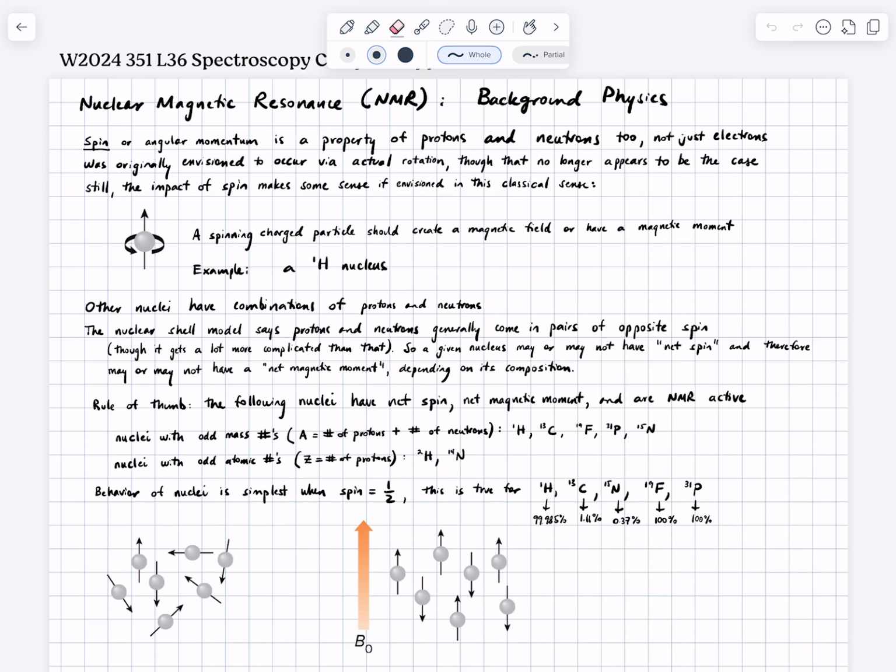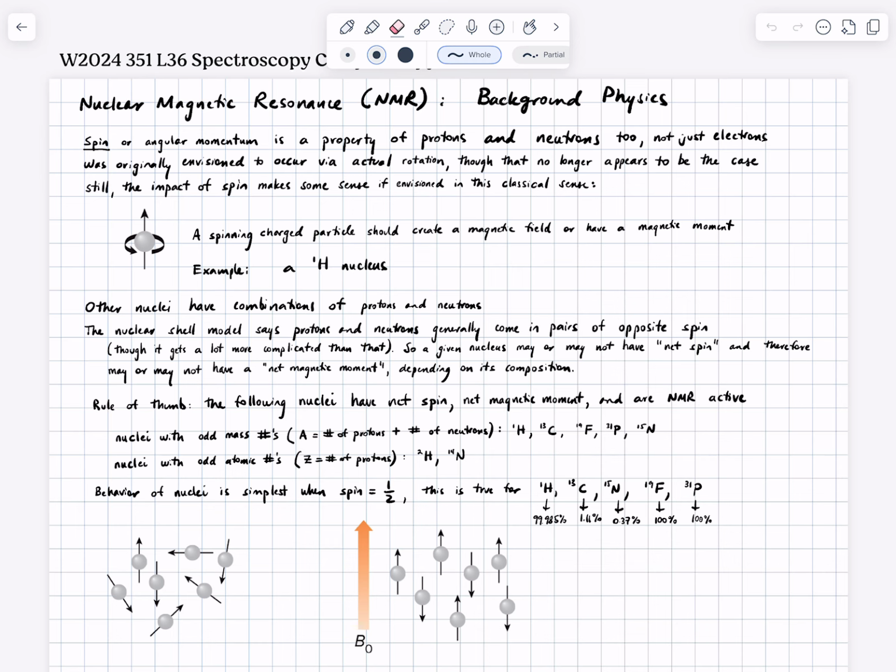But nuclei, like electrons, have a property called spin. And it's related to angular momentum. Now, with electrons, there are two possibilities for spin: plus 1/2 or minus 1/2. That's the spin quantum number for electrons. For nuclei, it's a little bit more complicated because nuclei have two different kinds of particles in them, protons and neutrons, and each of them can have spin.